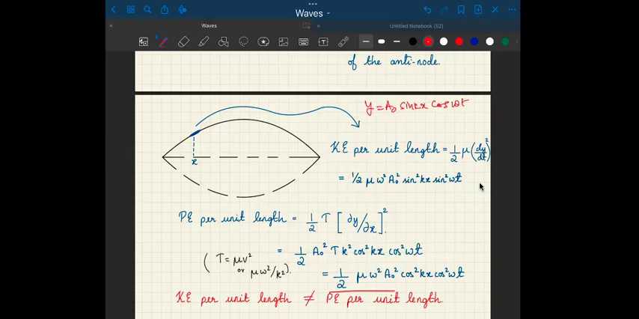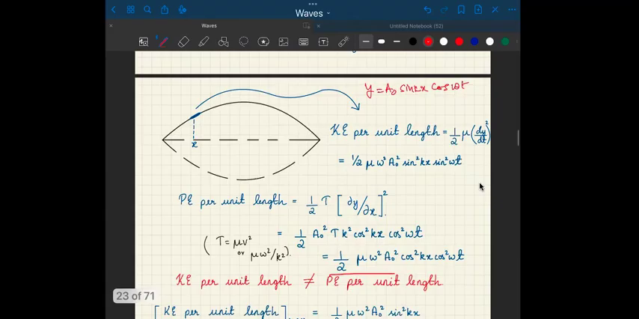Don't say y2. Come on. Different points have different slopes, by the way. Different amplitudes. So therefore, if you wish to ask me this question, just tell me location and time. I can give you kinetic energy per unit length. Similarly, potential energy, standard formula, both the sides.